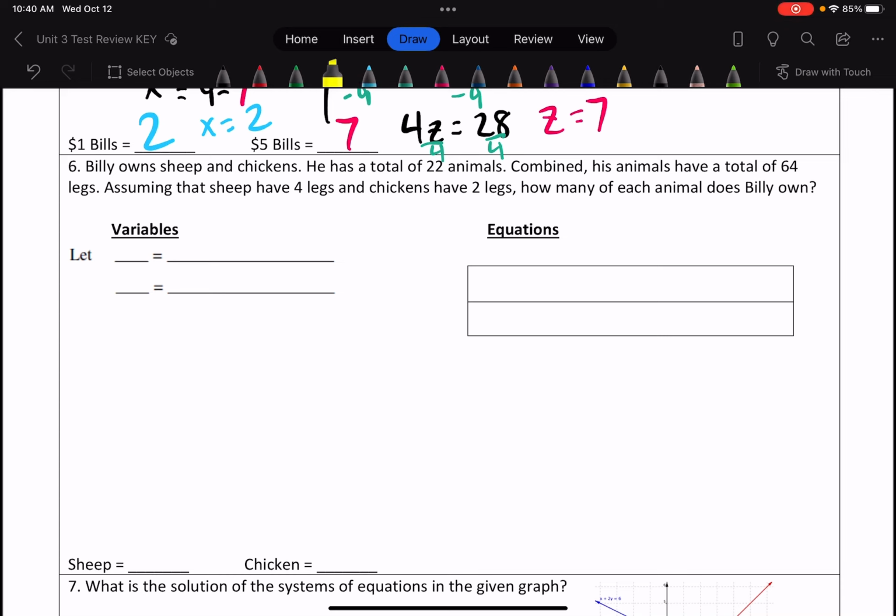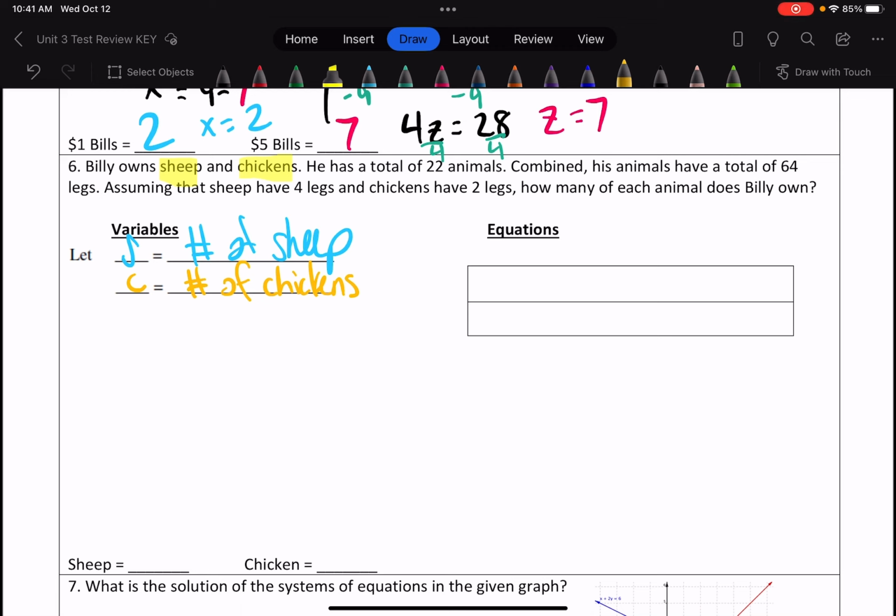So my unknowns, which will be my variables, are going to be my sheep and my chickens. So let's just go ahead and define these variables. I'm going to say that S is going to be the number of sheep. Now I got to be very careful when I write an S because my S's also look like 5s. So just be mindful of the variables that you choose. So S is the number of sheep. And then I'm going to say that C is equal to the number of chickens.